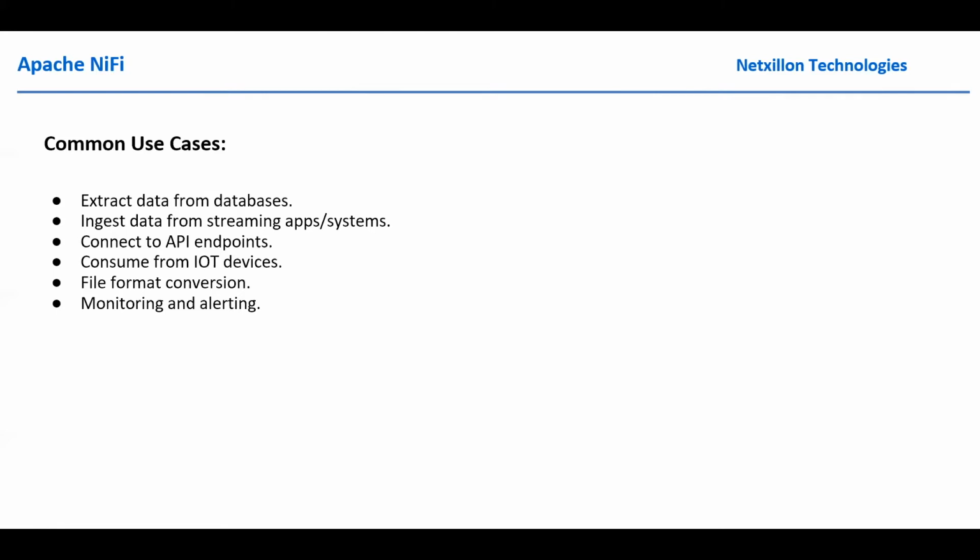So common use cases: anyone who is talking about data, whether it's big data, data warehouse, data lake, or any of the systems, you need to bring data into the system. So first thing is you need to extract or ingest data. It could be from databases, which could be your traditional RDBMS or NoSQL databases. You can ingest from streaming systems, let's say Kafka or RabbitMQ, or you can call any of the REST APIs and API gateways, or the common one nowadays, IoT.